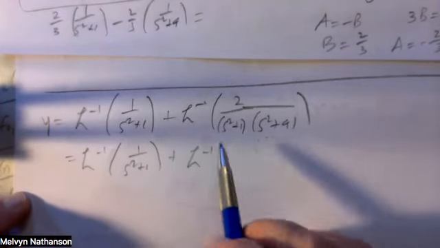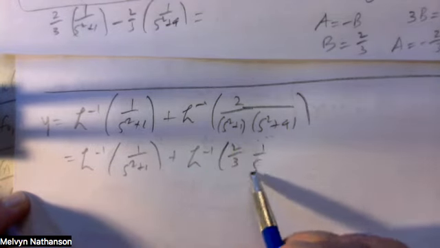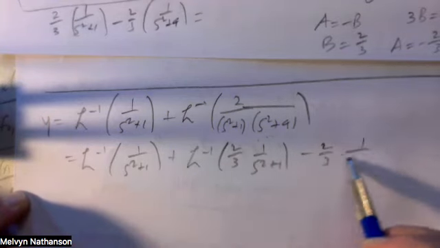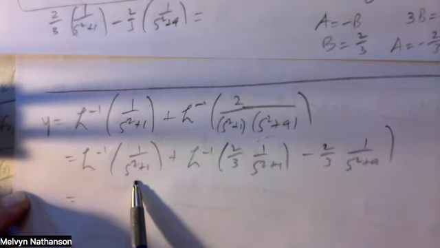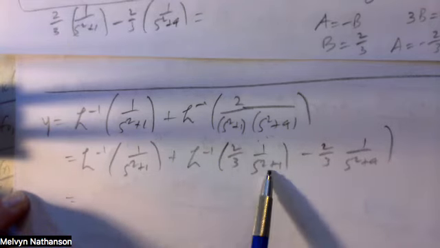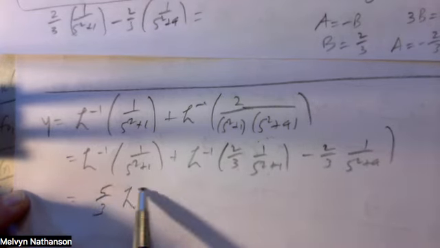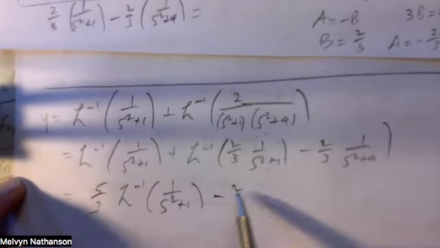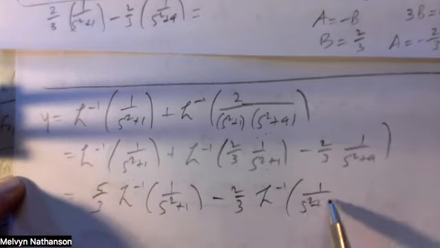And this is the inverse Laplace transform of 1 over s squared plus 1 plus the inverse Laplace transform. We just saw this is 2/3, 1 over s squared plus 1, minus 2/3, 1 over s squared plus 4. So I have the inverse Laplace transform of 1 over s squared plus 1 plus 2/3 times 1 over s squared plus 1. That's 1 plus 2/3, which is 5/3, inverse Laplace transform of 1 over s squared plus 1, minus 2/3 the inverse Laplace transform of 1 over s squared plus 4.